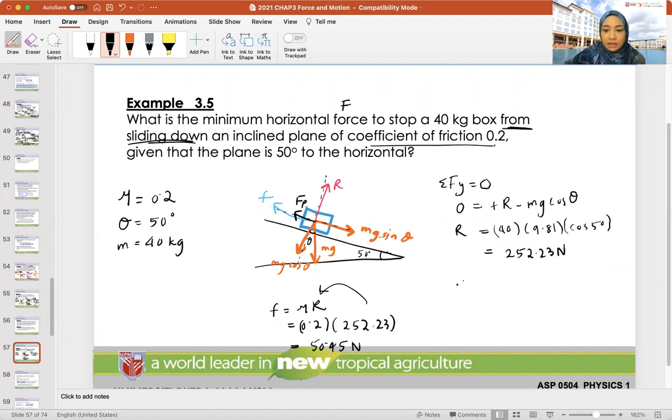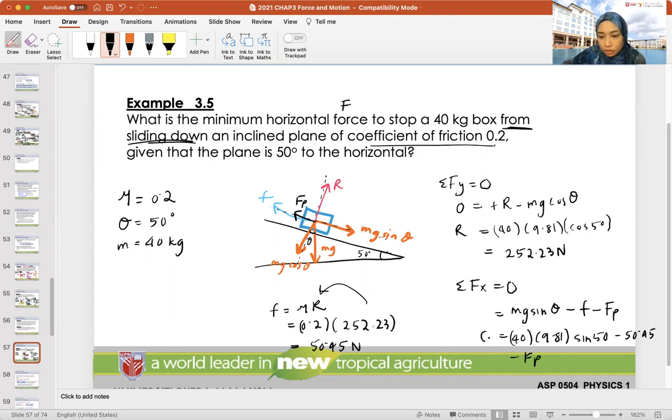So now we write our equation. Net Fx needs to be 0 because we are trying to prevent the box from sliding down. So apa yang ada dalam equation kita adalah mg sin theta minus F minus Fp. This is our unknown force. Okay, so we know what friction is. M is 40, 9.81 sine of 50 minus 50.45, and then we have whatever that force that is helping us to keep it at rest, and this should be equal to 0.